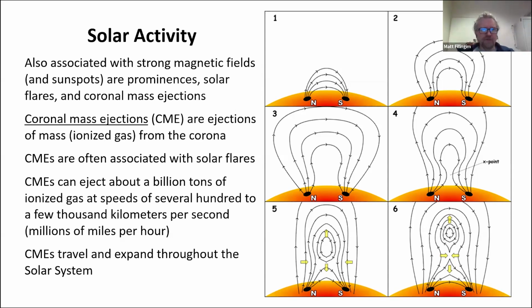And so the coronal mass ejection can eject about 1 billion tons of ionized gas, several hundred to a few thousand kilometers per second away from the sun. This sounds like a lot. It is a lot, but the sun's really big, and so a few billion tons is no big deal to the sun. That's a small fraction of the sun's entire mass. But for us, it's a whole lot. And so these coronal mass ejections can expand and travel throughout the solar system.